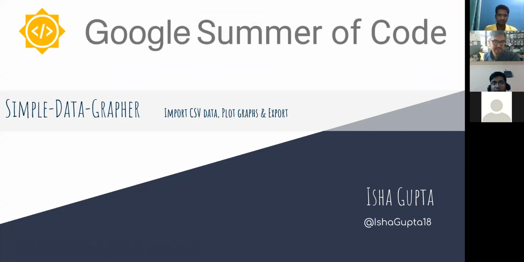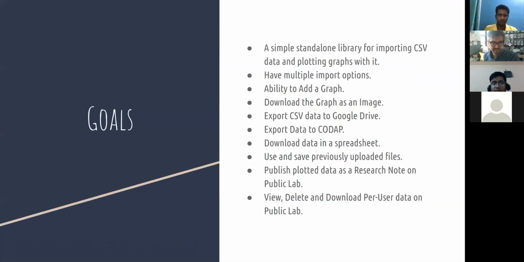Okay, thank you. So Simple Data Grapher is a new library that came up as a GSOC project idea this summer. The main purpose of this library is to upload sensor data in CSV formats, and the user can select different columns from the CSV data, like temperature, humidity, or whatever kind of sensor they're using, and plot different graphs against them.